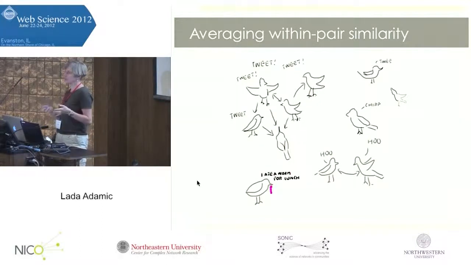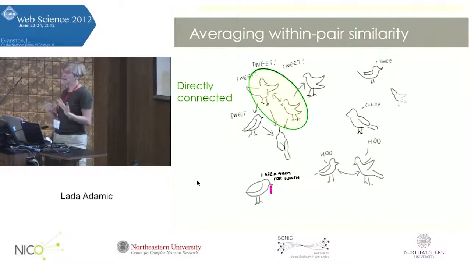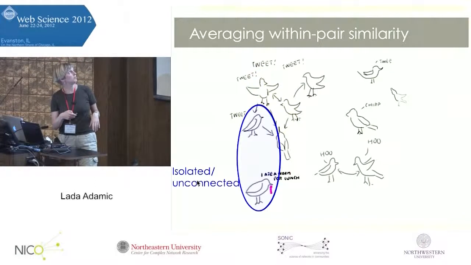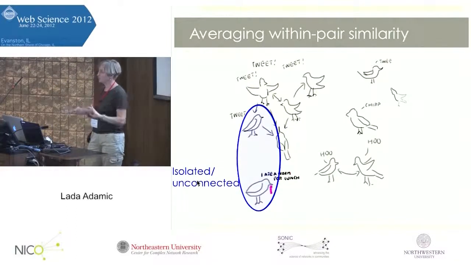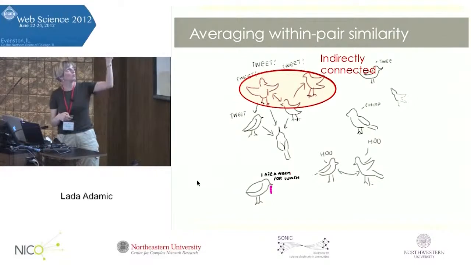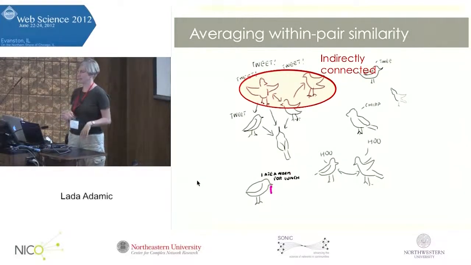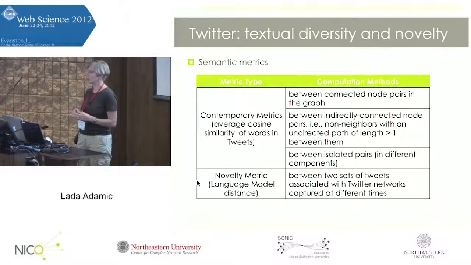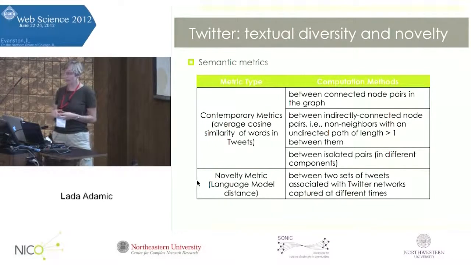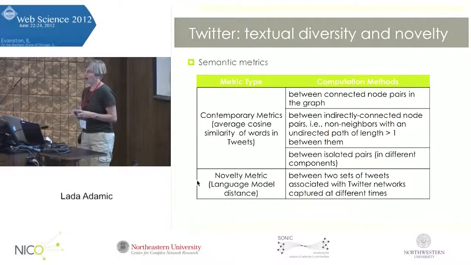So when we calculate similarity, we're going to consider different kinds of pairs. So the first kind of pair is the one that's directly connected, so these two accounts mentioned each other in that time period, ones that are in separate components, so you can't connect them during that time segment, and ones that are indirectly connected during that time segment. And for the similarity measure, we're just going to use cosine similarity of everything that the person tweets during that time period. For the novelty metric, what we do is we aggregate all the tweets by everyone in a given time segment. We construct the language model, and then we calculate the KL divergence between the language models in consecutive time segments.